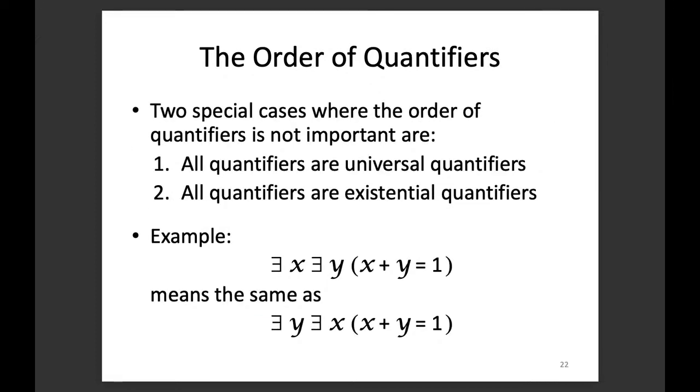But then there are two special cases. If all the quantifiers are universal quantifiers, then it is okay. And the other case is if all the quantifiers are existential quantifiers, it is also okay. So for instance, there exists x, there exists y, such that x plus y is equal to 1 will have the same meaning as there exists y, there exists x, such that x plus y is equal to 1. So how can we show this? This one is easy to show by saying that anything that makes the first true will make the second part true. And similarly, anything that makes the second part true will make the first part true. So the two propositions will be true under the same conditions, and in that case, they are equivalent.